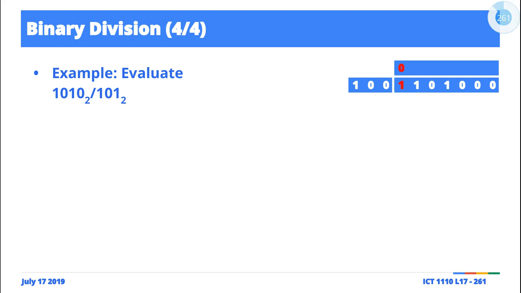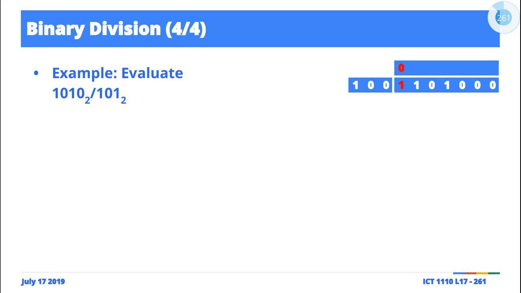So ignore this. This is supposed to be 110100. I'll change this, divided by 100. So we start with the same process, right? We check. Can we divide 1 perfectly by 100? We cannot, because 1 is less.